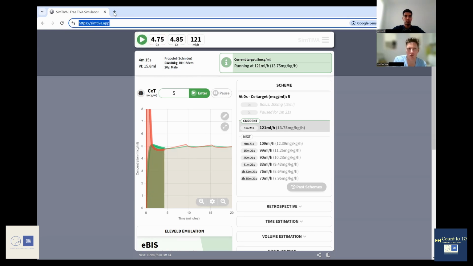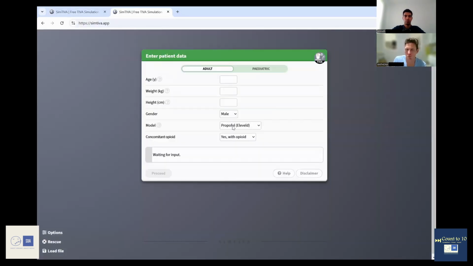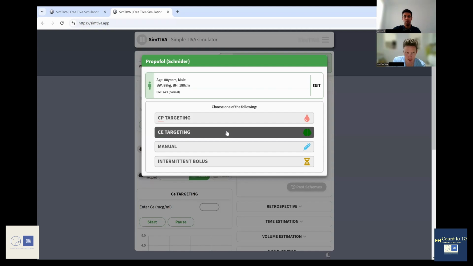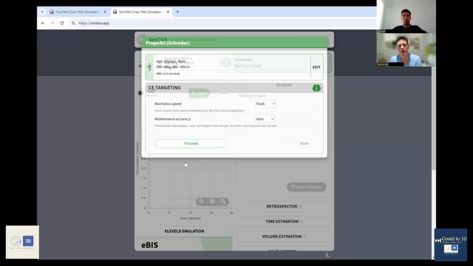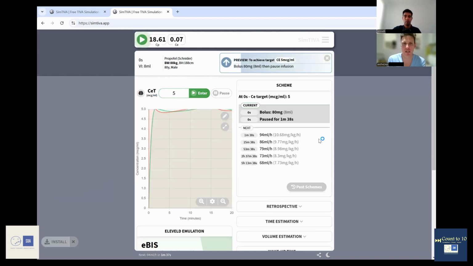We've already done a 20-year-old who's 88 kilos, 188 centimeters tall. Let's say we take the exact same person and make them 80 years old. Let's make them the same weight, 88 kilograms, the same height, 188 centimeters. Let's keep them as male. Let's use Schneider, and target an effect site concentration of 5 again. Let's see how a 20-year-old versus an 80-year-old compare, because in Marsh they'll be exactly the same, because the weight is exactly the same. Let's plug it into Simtiva and describe what you see, Arnie.